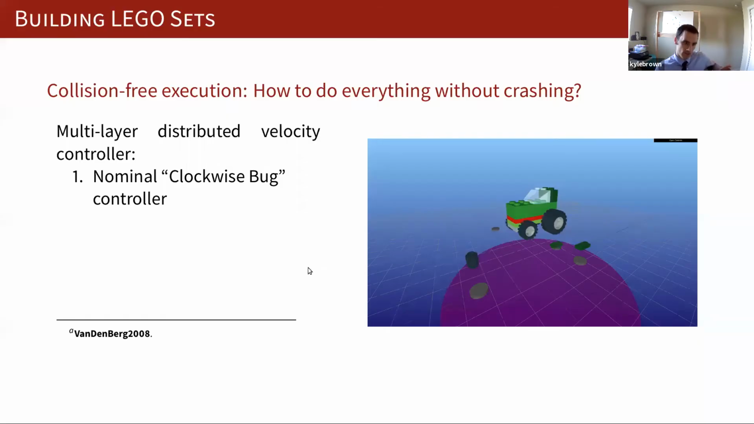So after this layer, this nominal controller, we have a collision avoidance layer that basically, given the preferred velocities of all the agents, allows them to negotiate.